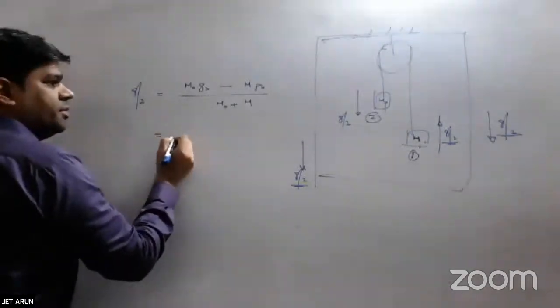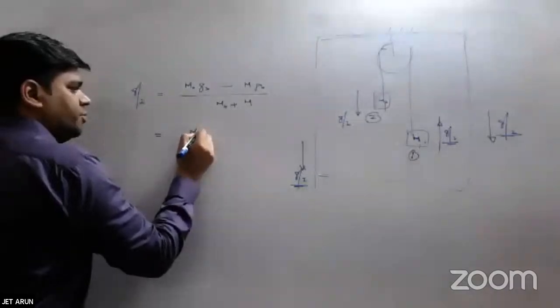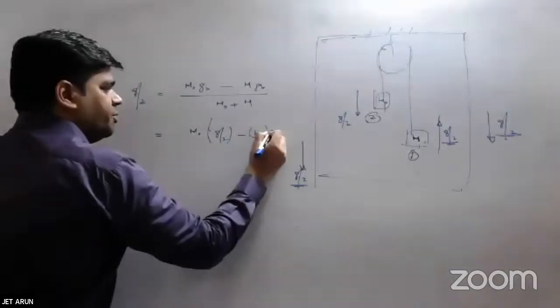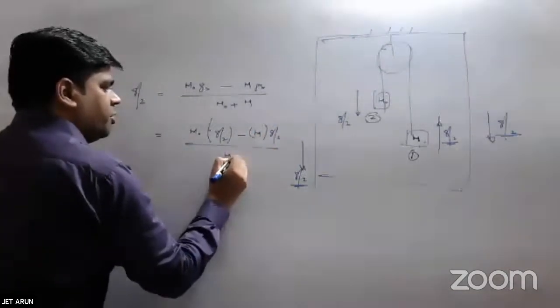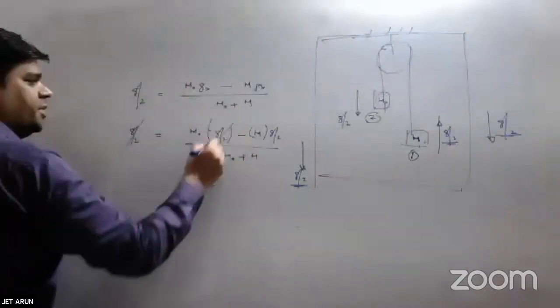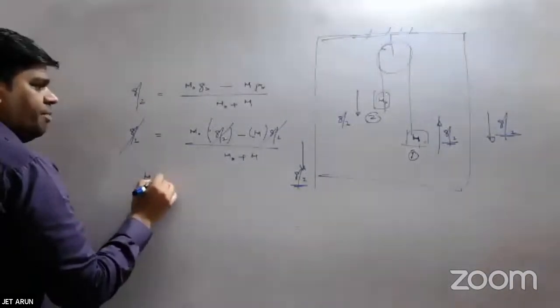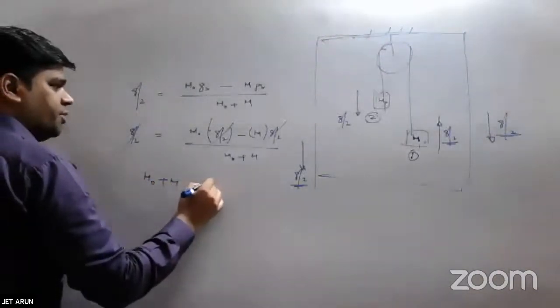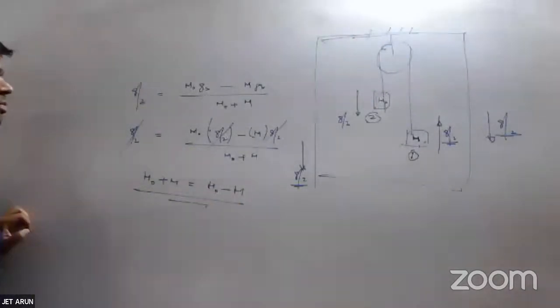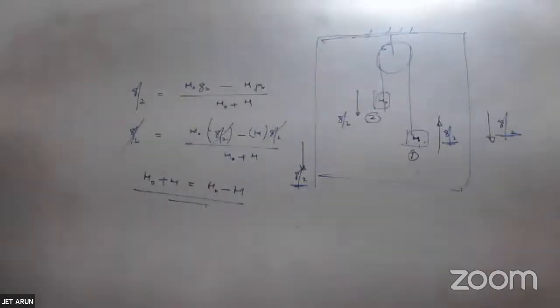What is g effective here? g by 2. So m0 into g by 2 minus m into g by 2 by m0 plus m. Let's see if it's possible or not. g by 2 is here, g by 2 gets cancelled out. So I'll have m0 plus m is equal to m0 minus m. This is possible only when m is equal to 0.